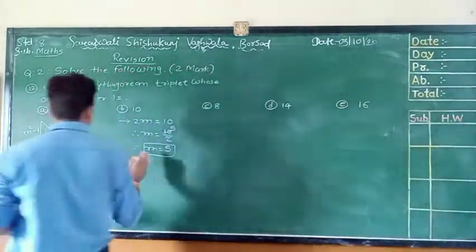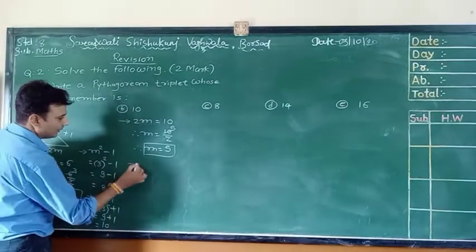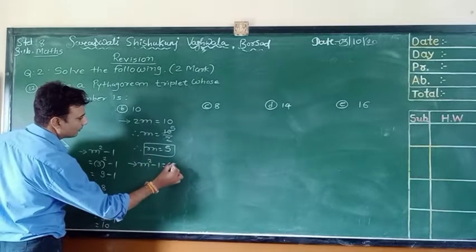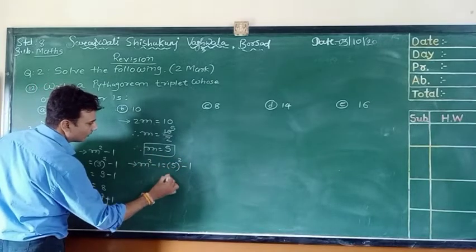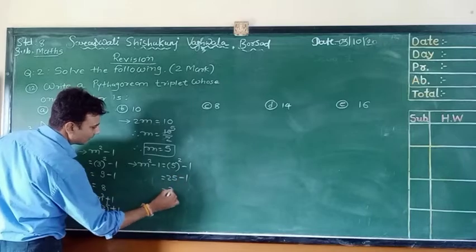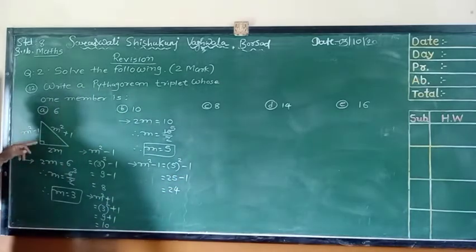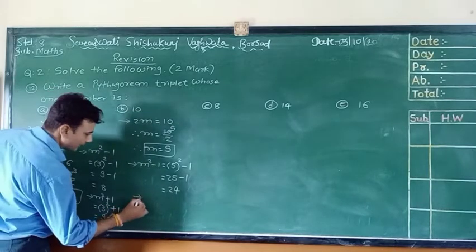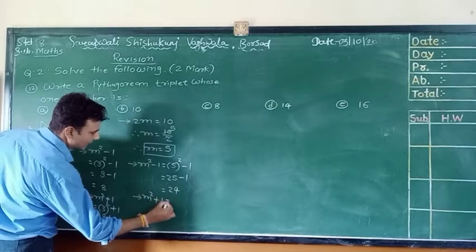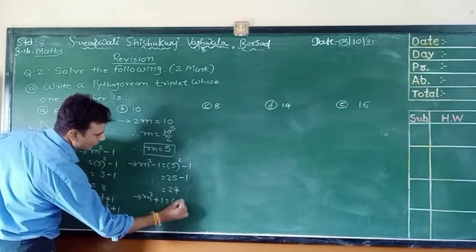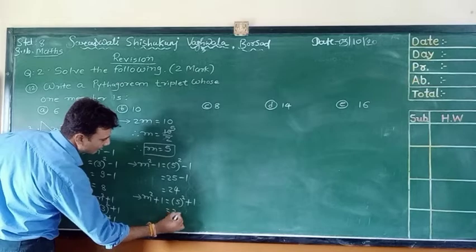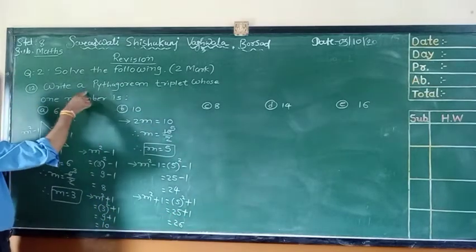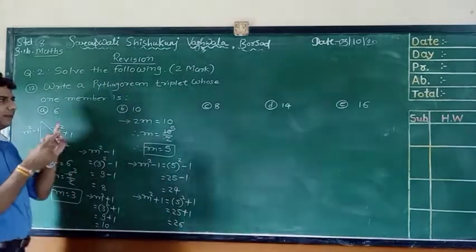Now this measurement we will put in m square minus 1, and we get 5 square minus 1. 5 square is 25, minus 1, that is 24. So this side measurement is 24, this side measurement is 10. Now hypotenuse m square plus 1, the m value is 5, so 5 square plus 1, 25 plus 1 is 26. So that is Pythagorean triplet, meaning the 3 sides' measurements.